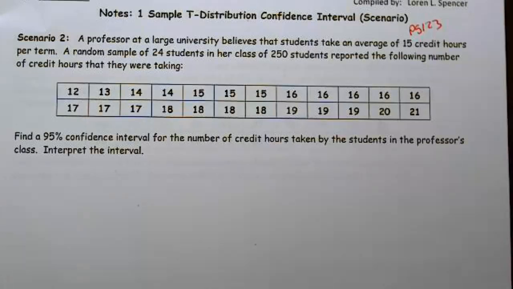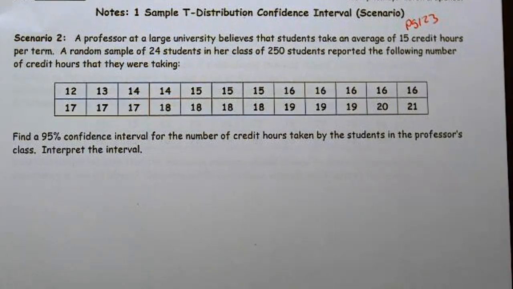All right, this is page 123 of the note spiral, and we're still working with confidence intervals for means. And this is scenario 2. So you're going to want to have your recipe card available. So you probably want to have this open so you can see the recipe.